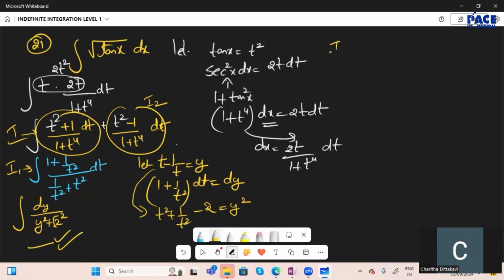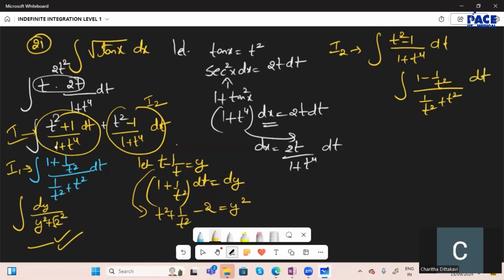Now, what about I2? I2 is nothing but integral of t square minus 1 by 1 plus t power 4 dt. Here also doing the same technique. What is it? Divide by t square. 1 minus 1 by t square by 1 by t square plus t square dt. Here also you'll do the same thing. What is the substitution that I'm going to go with?